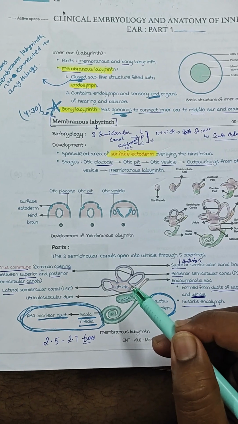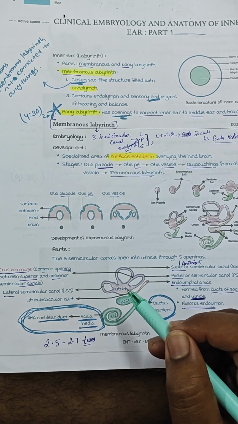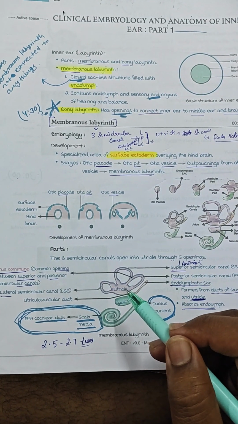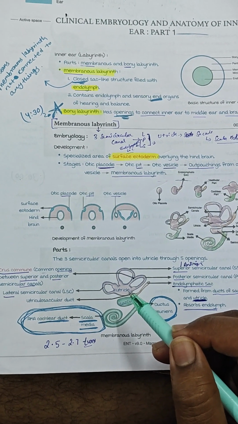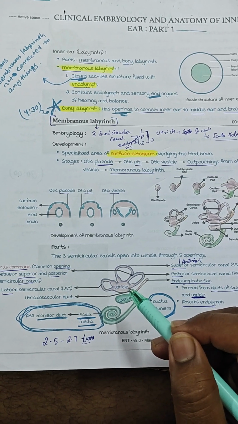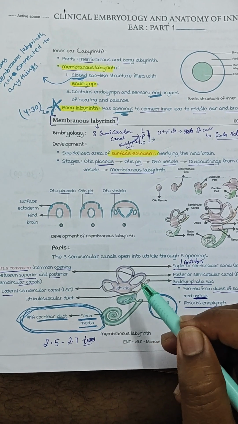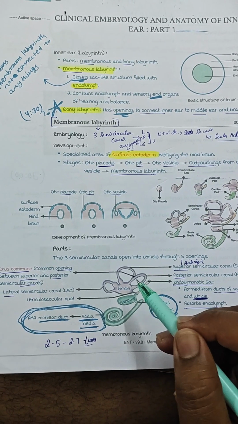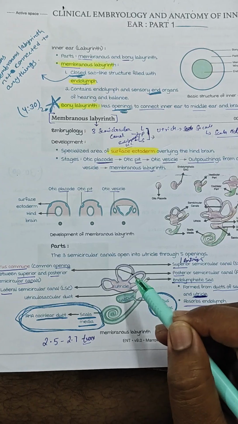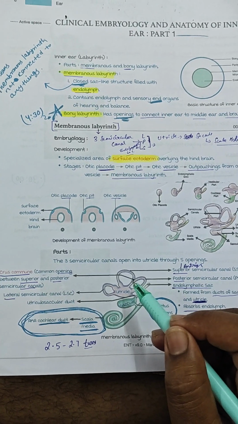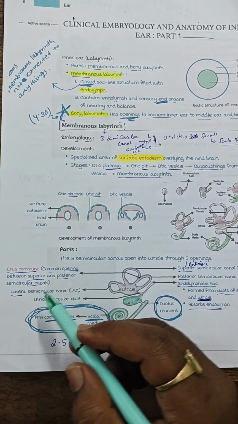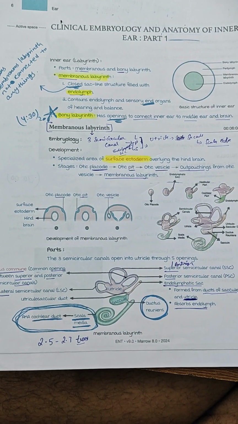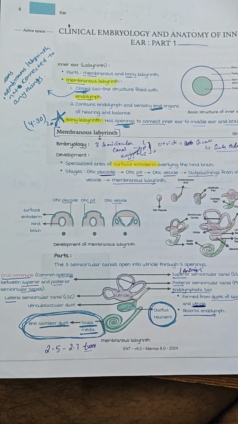Now, this one is the utricle. The three semicircular canals open into the utricle by five openings because of the crus, which is part of an anatomical structure. The posterior and the superior semicircular canals fuse together to form a crus communis, that is the common opening, and all together they open into the utricle.